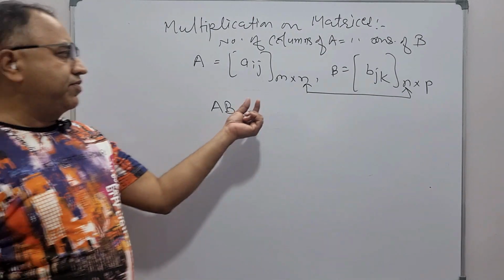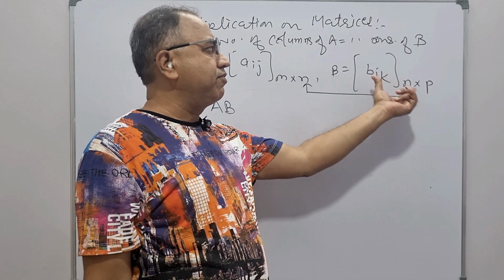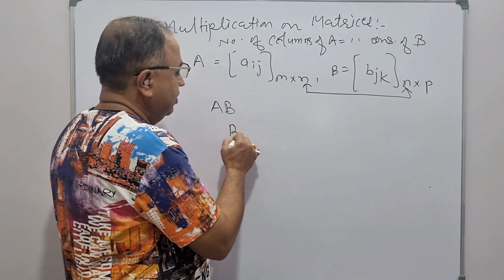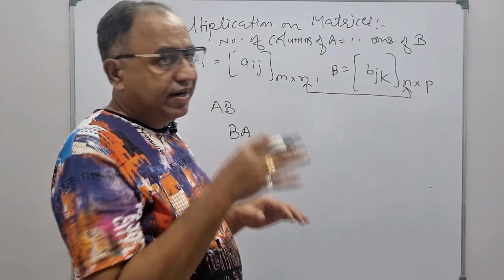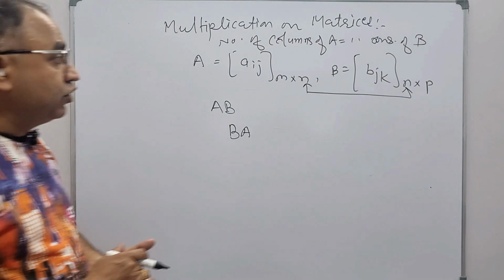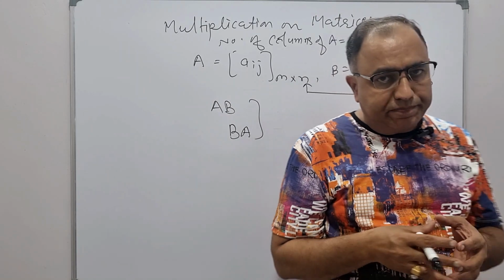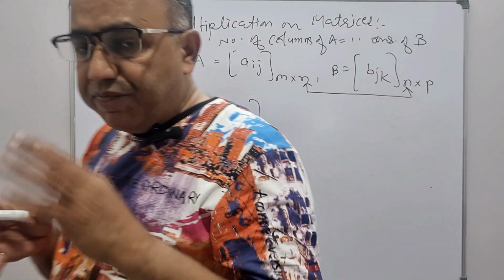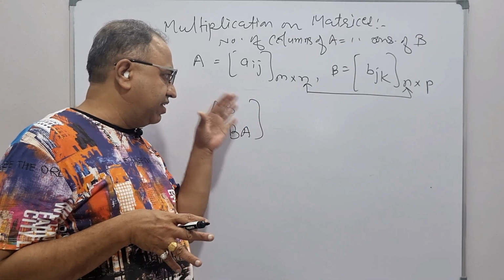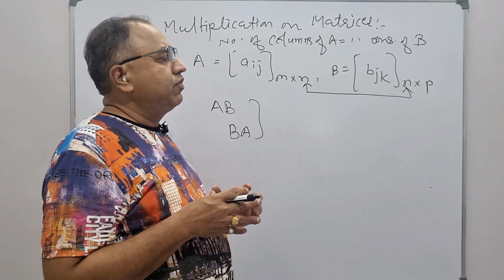So number of columns of A must be equal to number of rows of B. Then we can multiply A by B and AB is possible. But here BA is not possible unless p equals m. Right? So it is not necessary that if AB is possible, BA will also be possible. If you multiply two matrices, yes, the product of two matrices is always a matrix if their multiplication is possible. So it's a closure.